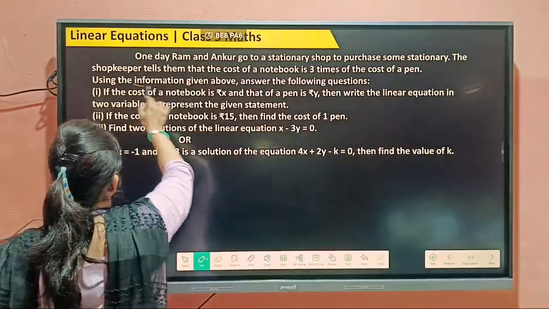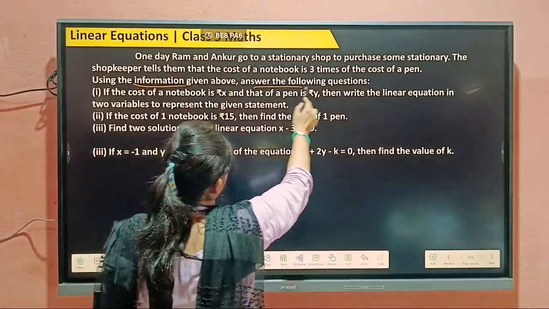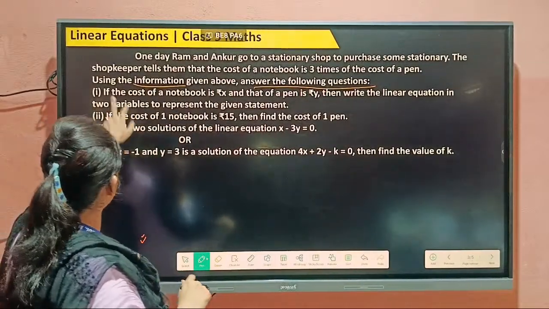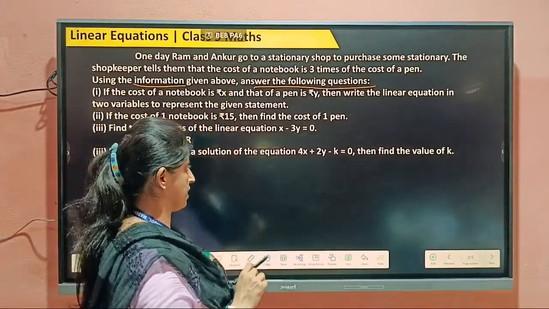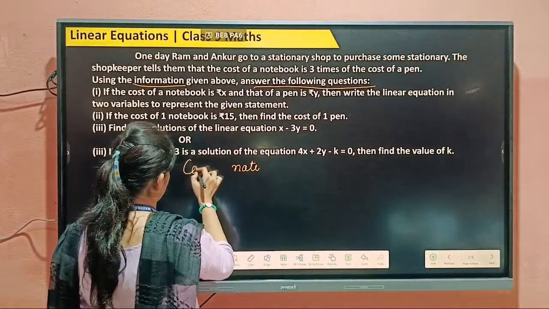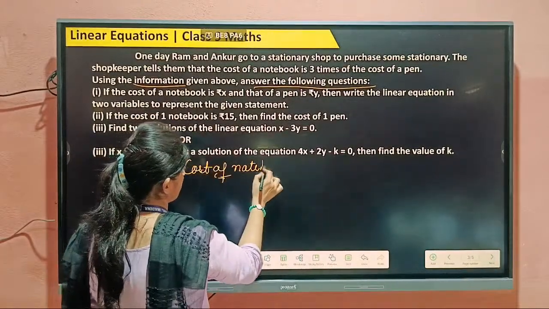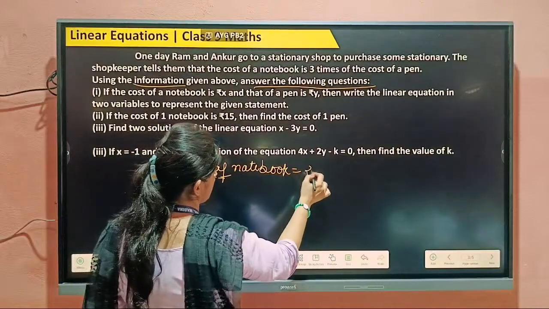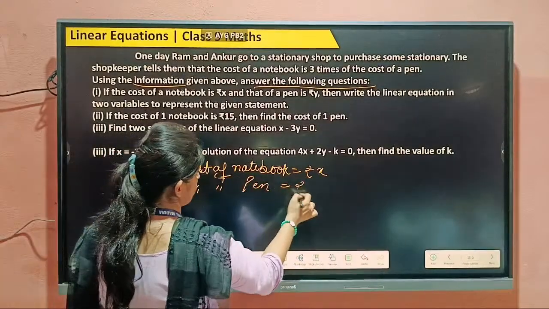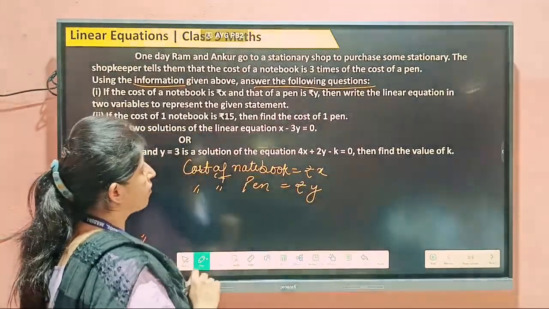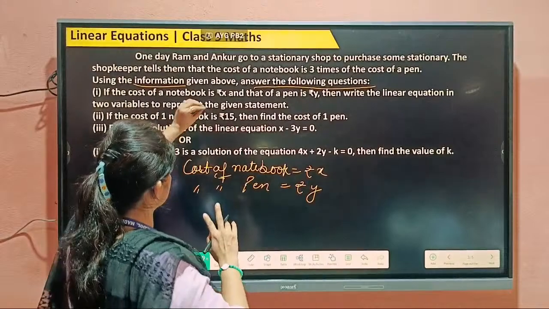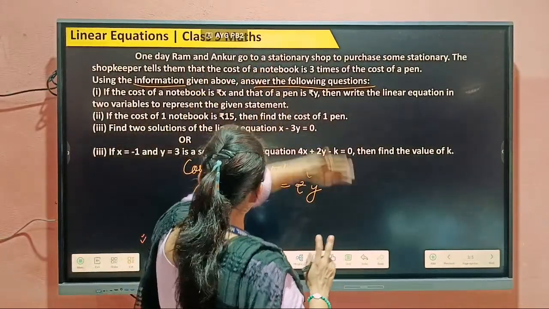Using the information given above, answer the following questions. We have to tell the answers to the given questions. If the cost of a notebook is rupees X and the cost of a pen is rupees Y, right? Then write the linear equation in two variables to represent the given situation.